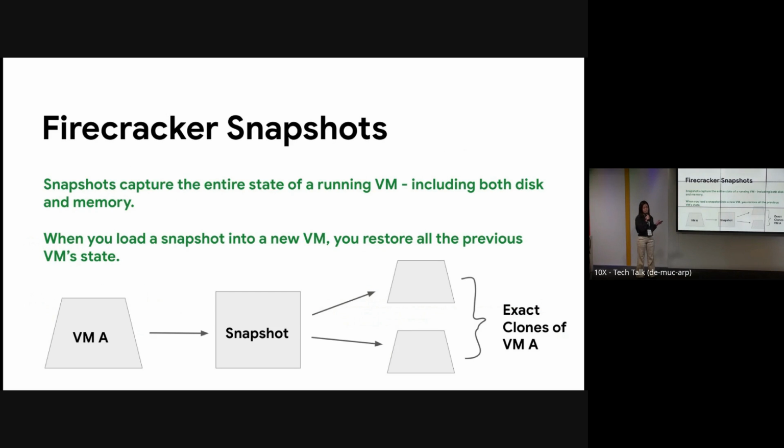Another really cool feature of Firecracker is the ability to snapshot. A snapshot lets you capture the entire state of a running VM, including both the disk and the memory. So when you load that snapshot onto a completely different VM, which is a completely different machine, it'll have the exact same state, including that hot Bazel cache that we want to preserve.